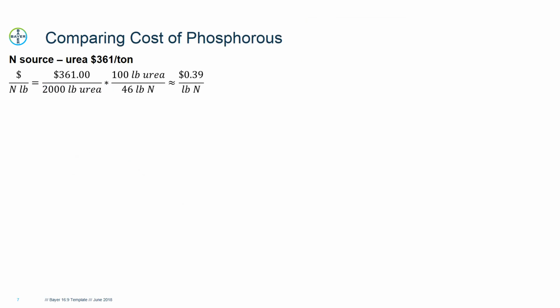At first, it may seem overwhelming to compare the price of phosphorus per unit from 2 different phosphorus fertilizers. However, we're going to cover a simple calculation that will enable us to do just that. First, we need to know what our primary nitrogen source for our cropping system is. In this hypothetical example, we have selected urea at $361 per ton. That equates to 39 cents per pound of nitrogen.